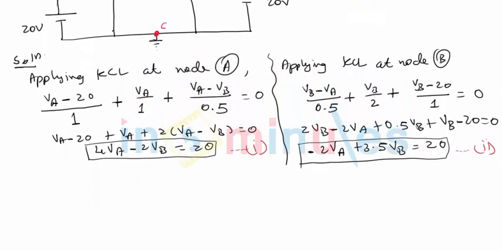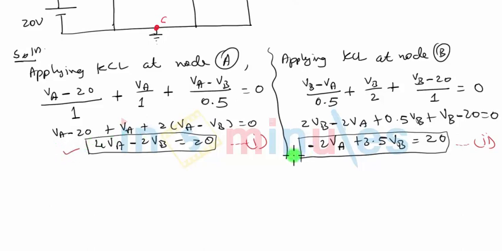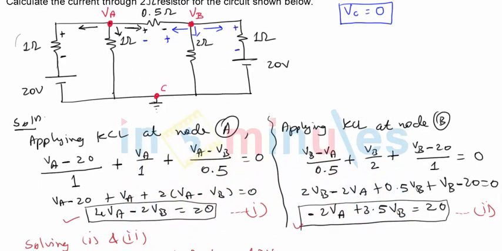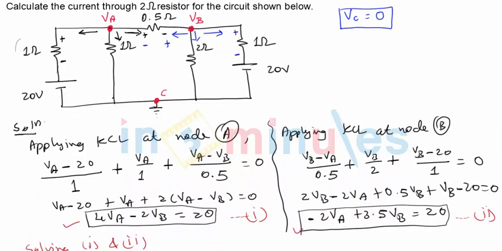So you can see that we have got 2 equations in the form of VA and VB. If I solve these 2 equations, solving 1 and 2, we get the values of VA and VB. So VA comes out to be 11 volts and VB comes out to be 12 volts. But this was not the question. My question was to find current through 2 ohm resistance. They do not define the direction of the current, so I take the current to be flowing in downward direction. Let me call it IX.